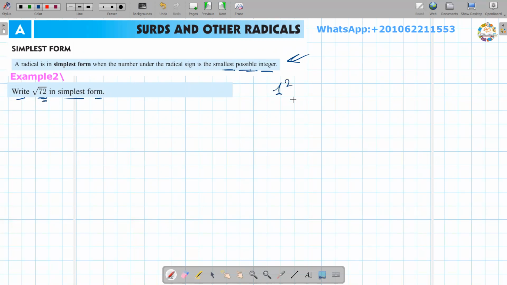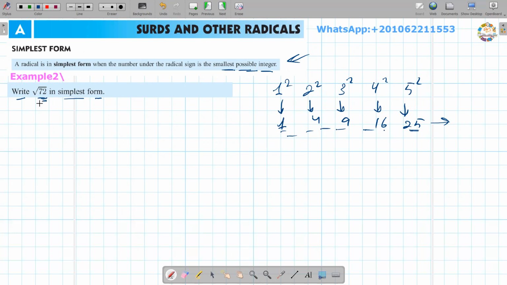Notice that 1 squared equals 1, 2 squared equals 4, 3 squared equals 9, 4 squared equals 16, 5 squared equals 25, and so on. These numbers are square numbers.